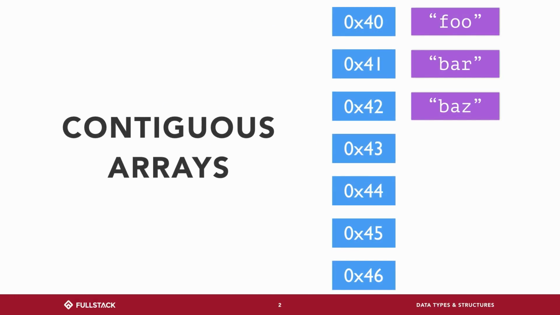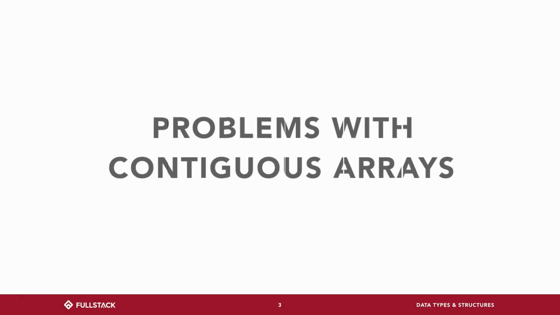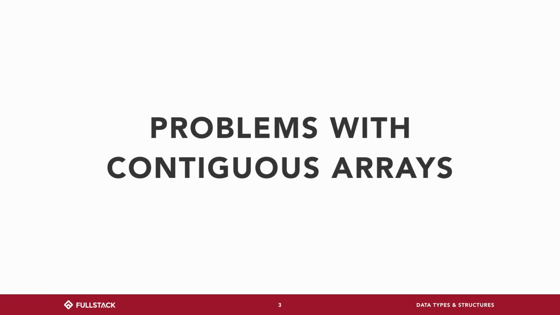Today we're going to talk about the hash table data structure. At this point, we're familiar with the concept of a contiguous array, that is, storing data in adjacent cells in memory. However, let's consider some of the problems that come from storing data this way.